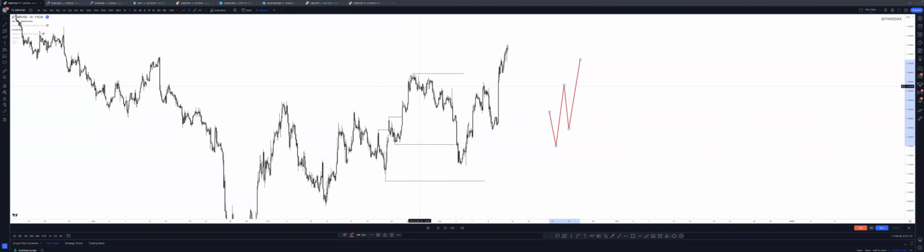A, B, C. The price takes out the B. Now remember, the basic market structure will tell us to buy from here, correct? But the advanced market structure will tell us that this is a trap. So we should avoid it.